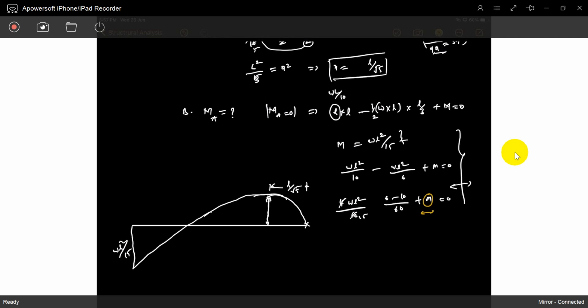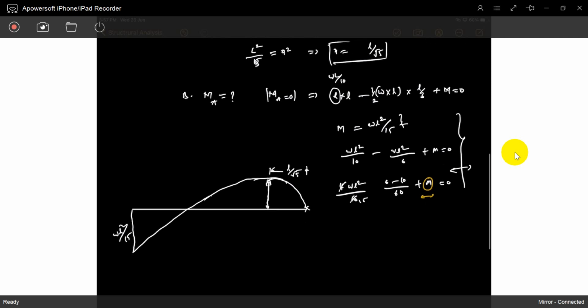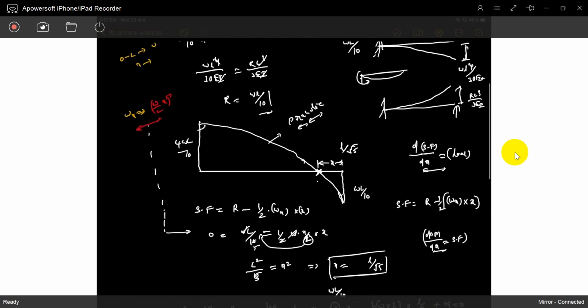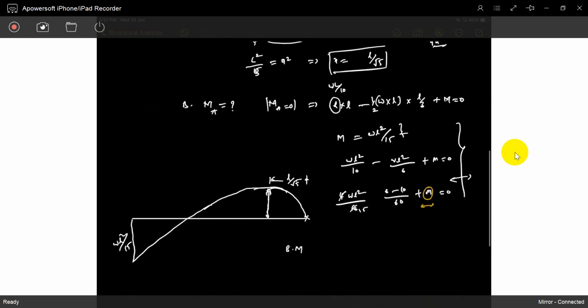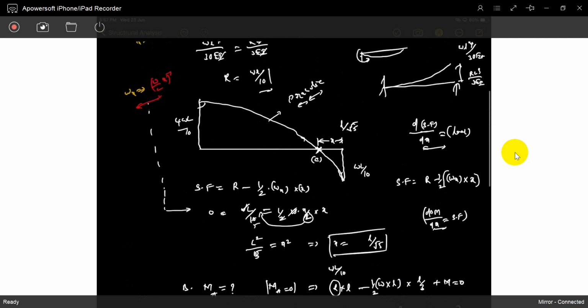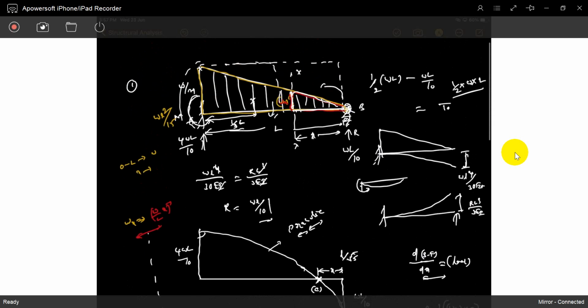Also I want to know what the maximum bending moment is. So the bending moment at this location, I call it C. Bending moment at C: just write R into that distance L by root 5. I directly write it, no need to do R into L by root 5 minus. Up to this, x is L by root 5. What is the value of wx? w into x by L, that is the wx.